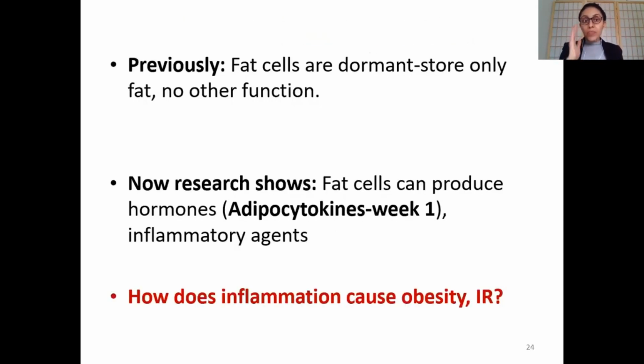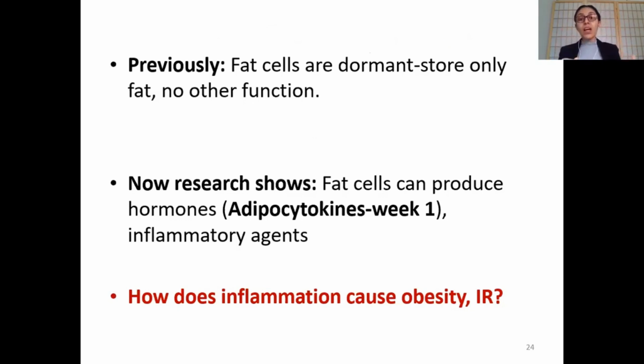One more thing that was previously thought, which was wrong, was that fat cells are dormant, meaning the only function of a fat cell is to store fat in the body. It does not do anything else. But now we know that is absolutely wrong, because fat cells have the ability to produce their own hormones like adipocytokines. And we studied adipocytokines in your week 1 lecture, in the obesity lecture. So if you don't remember, go back to that.